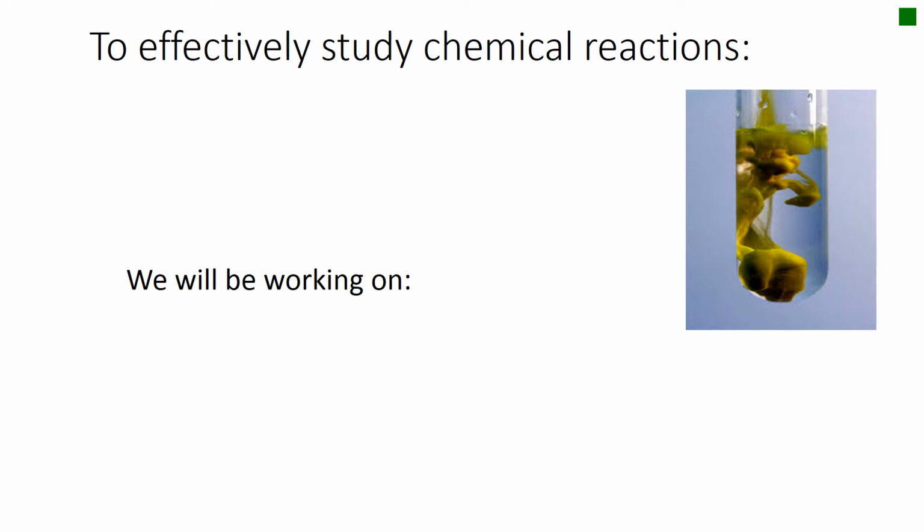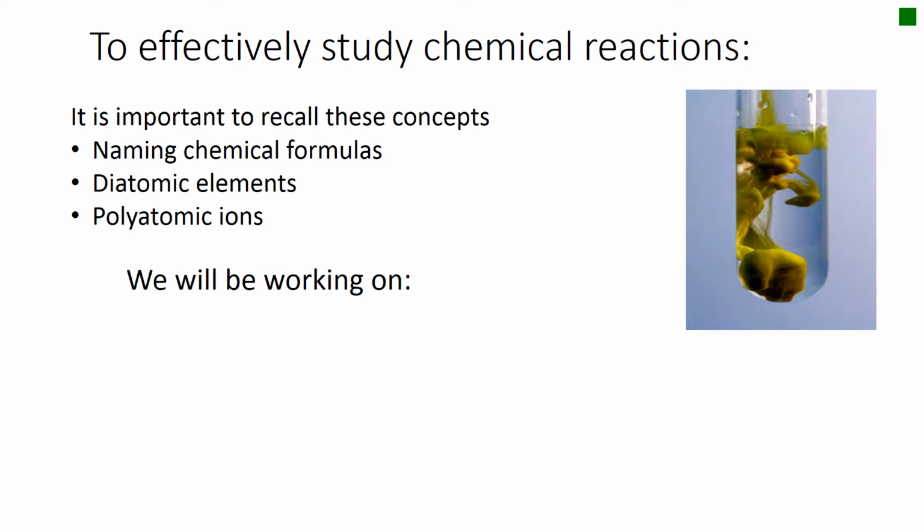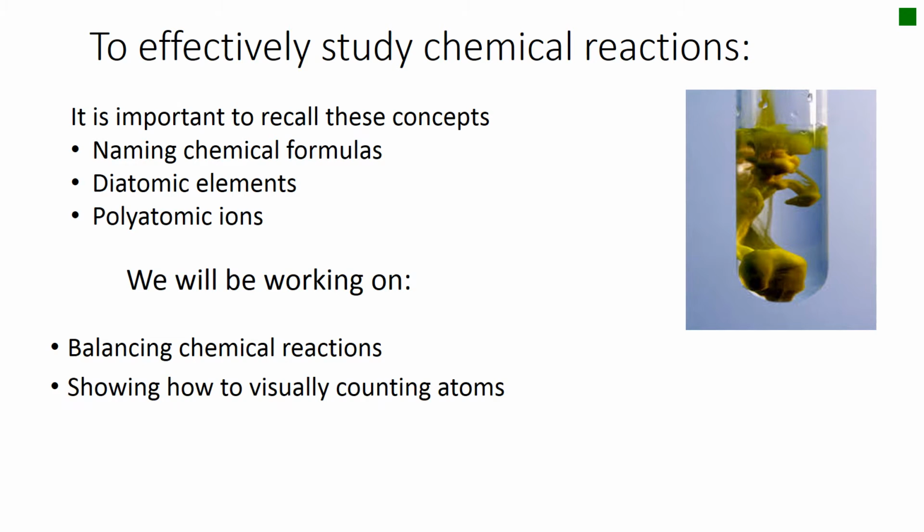Now, in order to be effectively studying chemical reactions, it's important to remember how to name chemical formulas. Remember those diatomic elements and keep your note card with those polyatomic ions handy. And what we will be working on is how to balance chemical reactions. We're going to show you how to visually count atoms, and we will be identifying types of reactions.